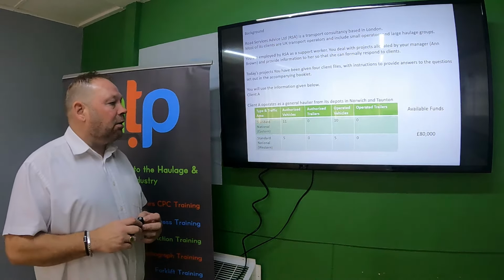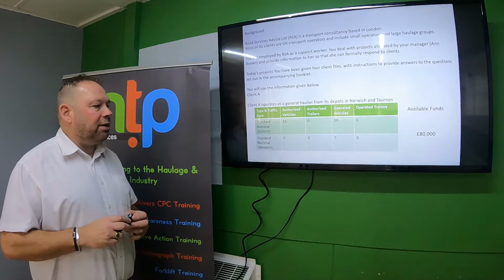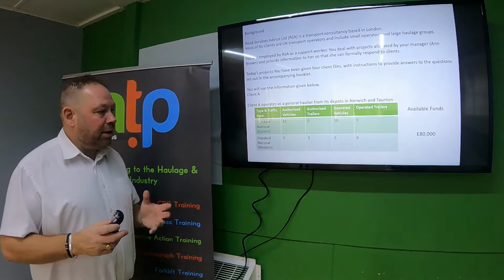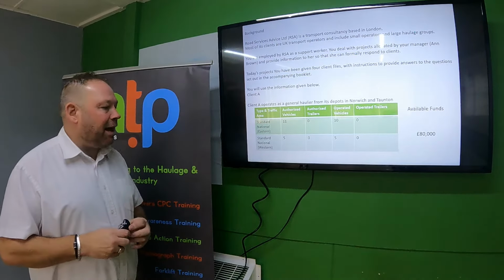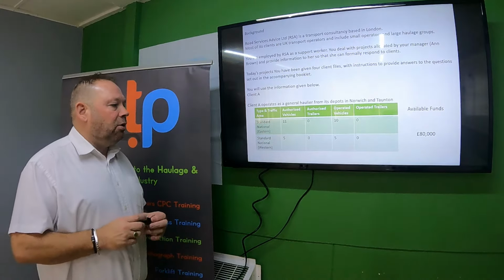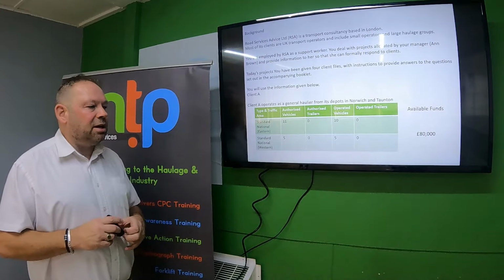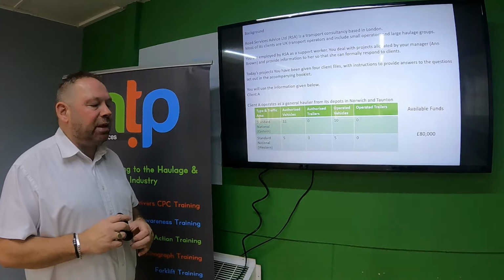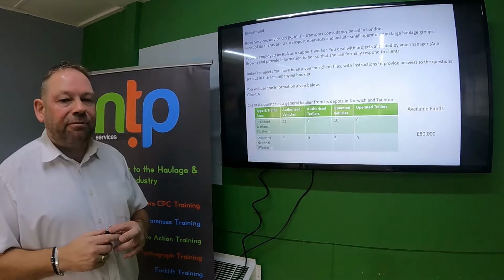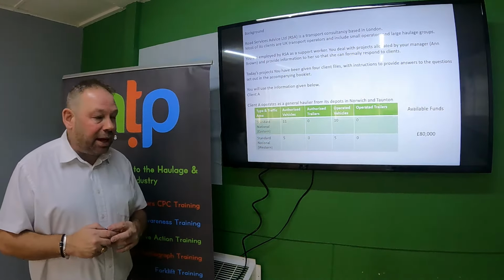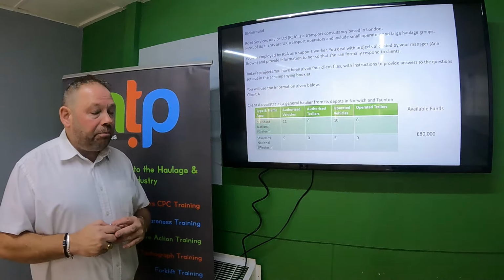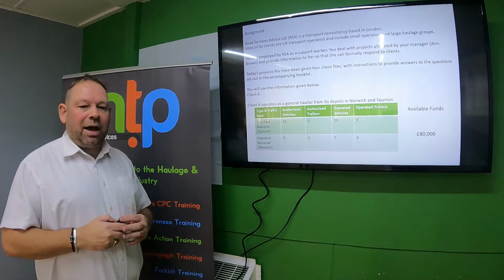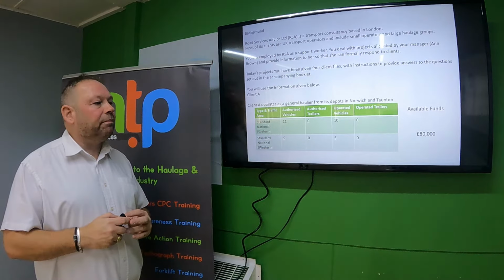Client A. Client A operates as a general haulier from its depots in Norwich and Taunton. The grid tells us the traffic area that they've got licences for, authorised vehicles, authorised trailers, how many vehicles they're actually operating and how many trailers they're operating. Also gives us the available funds that they have, which is £80,000. Pause the video, have a look, see if any of that is relevant to our driver schedule.